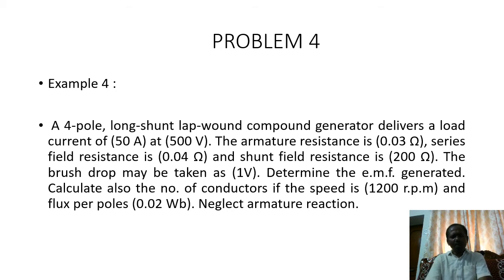First of all, what is the problem saying? Type of generator is long shunt. All of you first draw the long shunt. After that, we will get the derivation one by one. Remember those derived equations and substitute one by one. Then you can calculate the generated EMF.